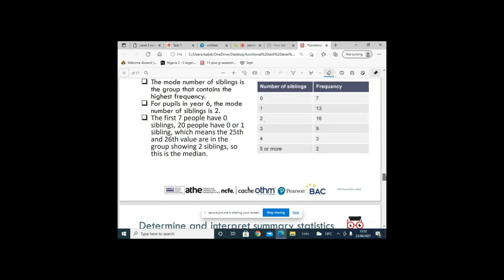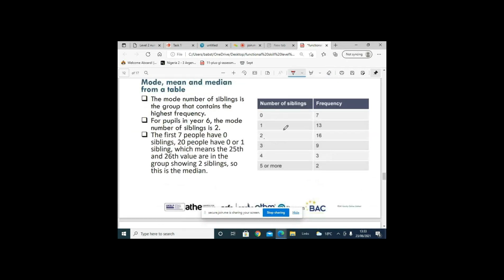So if they give you a table, for example, and they ask you to find the range, let's say I assume that the highest value here is 5. So it's going to be 5 minus 0, because the smallest value is 0. So 5 is going to be the range.